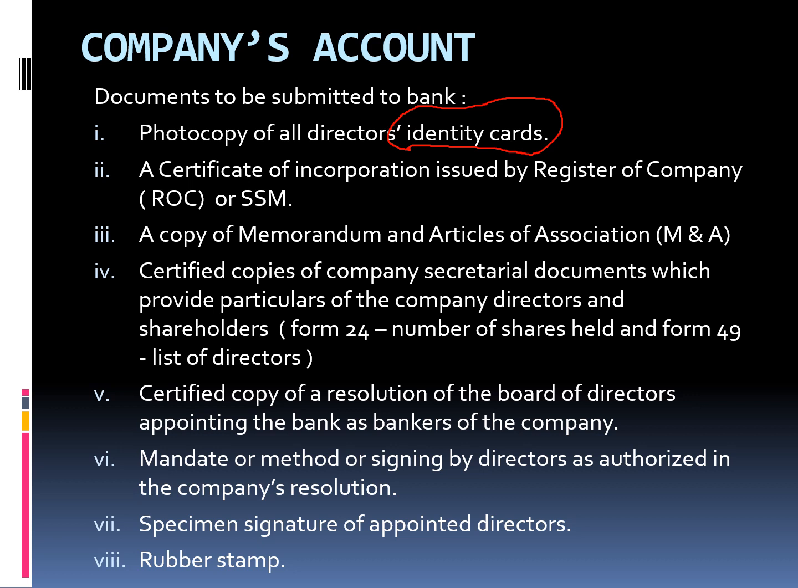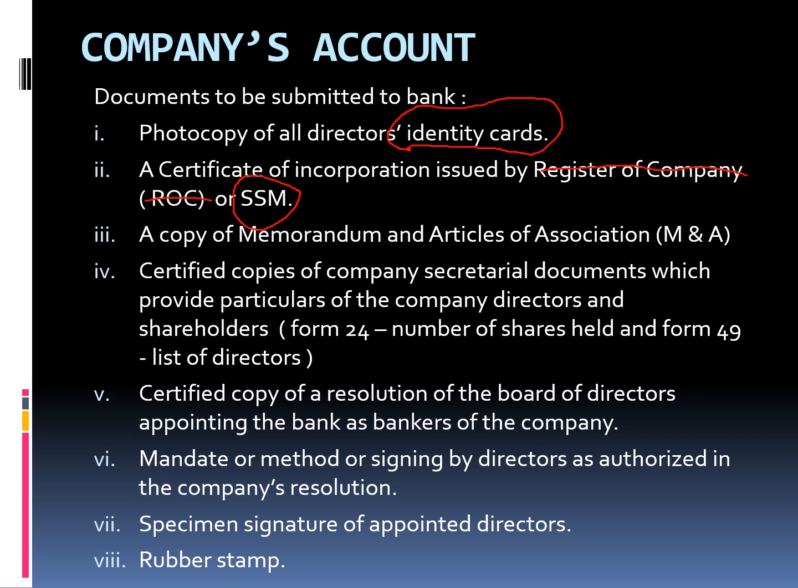The second one is a certificate of incorporation issued by SSM. Register of company, ROC ni nama lama eh. So now we are using Suruhanjaya Syarikat Malaysia. Perlu ada certificate pendaftaran, you daftarkan company tu.